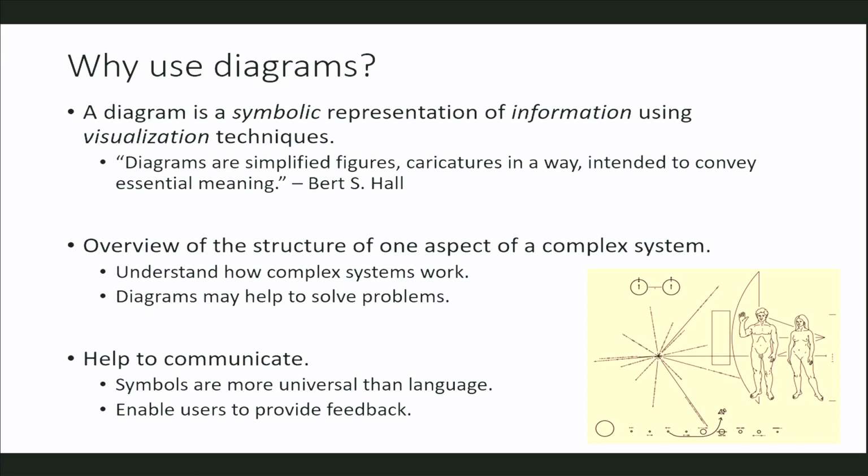And it helps us to understand how a complex system works. And as we'll see later, it can also help us to solve problems that occur with software. It also helps us to communicate. So diagrams are often more understandable for our clients and users than program code. And it allows them to provide feedback. We can even communicate with extraterrestrial civilizations, which has been tried this way. That's the plate on the Pioneer 10 and Pioneer 11 spacecraft. And they're somewhere out there hoping to meet some civilization in the universe someday.